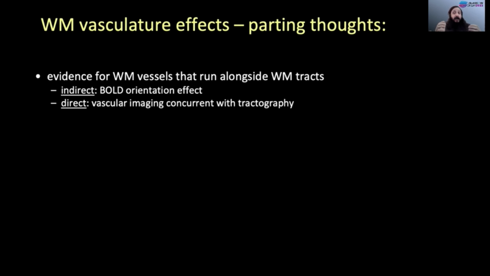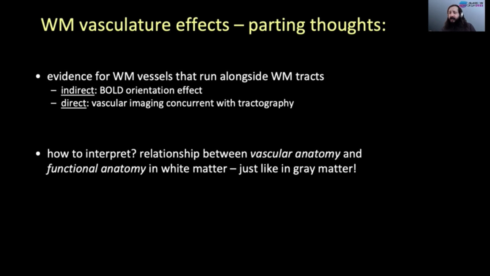So just to close this section, I presented both indirect and direct evidence that white matter vessels often run alongside the white matter tracts. So how do we interpret this in the light of recent white matter fMRI studies? It's difficult since there may simply be a relationship between white matter vascular anatomy and functional anatomy at large scales, just like in the gray matter. And the BOLD signal changes in the white matter could still reflect local neuronal activity there. But like any BOLD observations, there are biases imparted by the vascular geometry.